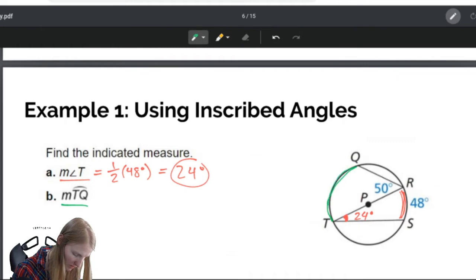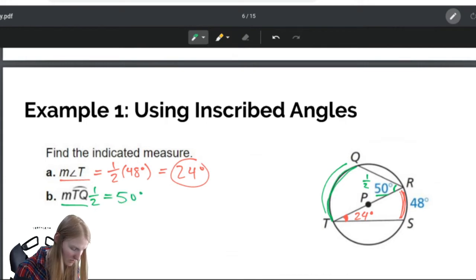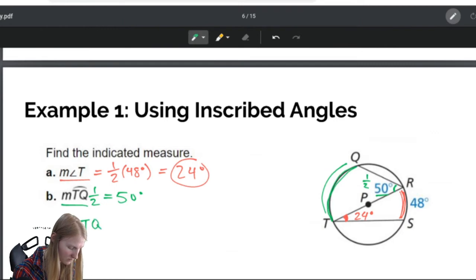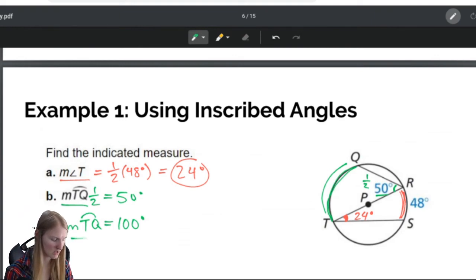TQ, so now we're looking at this arc that goes with this inscribed angle. Now remember that the inscribed angle is half of the arc. So, half of the measure of TQ has to be equal to 50 degrees. So half of what is equal to 50? Half of what? Oh! 100. Half of 100 is 50. So the measure of TQ has to be 100.